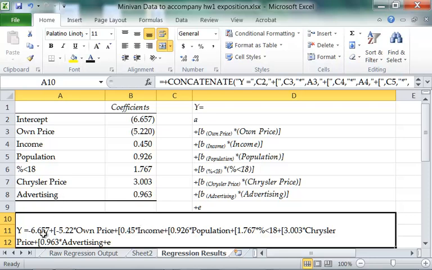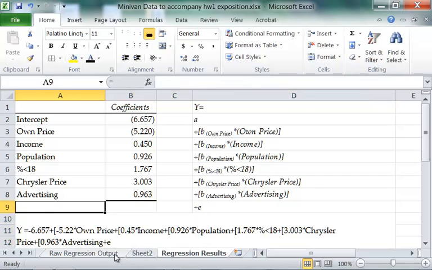Okay? So y, our expected number of units sold, is going to be a function of minus 6.65 plus a negative 5.2 times own price plus 0.45 times income plus 0.926 times population plus, and we go through each one of the coefficients, right? So all that's telling us is that is the model that the regression has estimated for us. So now we can start actually tackling the data that we saw.